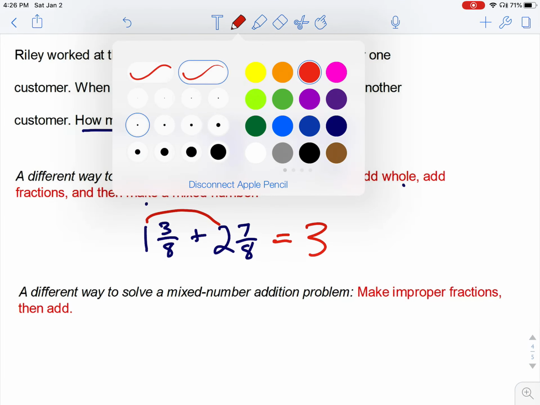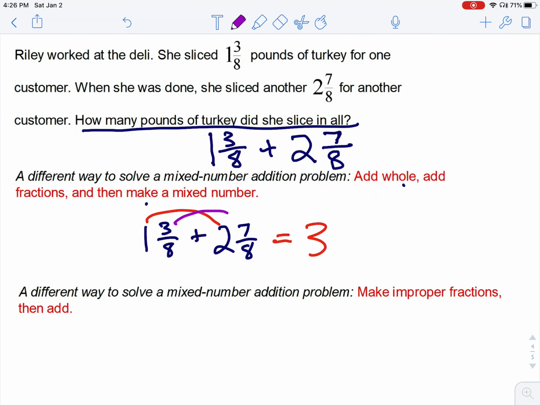And then I'm going to add the fractions. 3/8 plus 7/8, well, those are fractions with the same denominator. We just add the numerator and keep the denominator the same. So our mixed number is 3 and 10/8. But oh, it's hurting my eyes. I can't look at that.